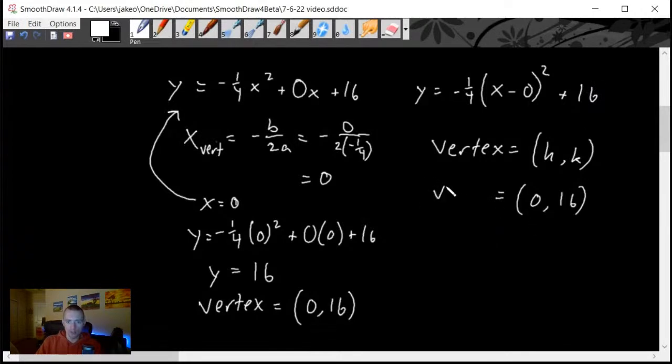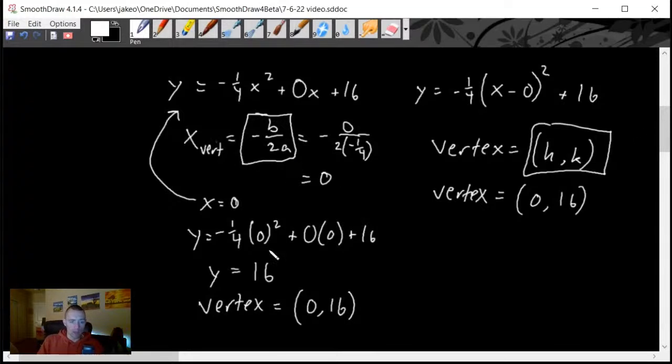So you can see in both cases, we got the same vertex, (0, 16), but we just used a different formula depending on if we had it in this standard form or in this vertex form. If you're in this standard form, you just use negative b over 2a. If you're in vertex form, it's just (h, k).